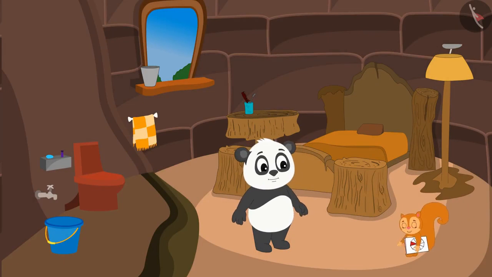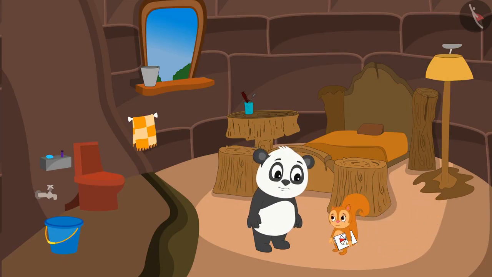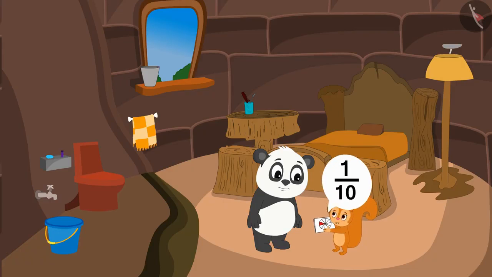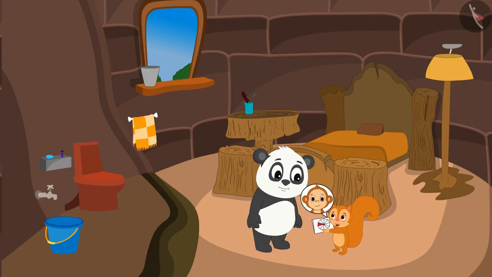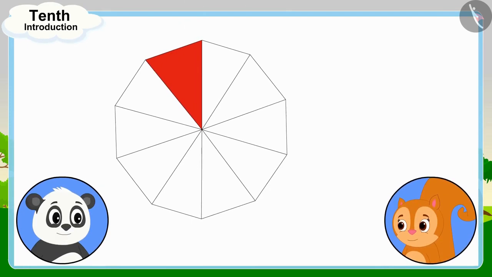Chanda immediately took her unfinished greeting card and reached her friend Golu's house. Golu, I have made this greeting card for Babban, but I could color only 1/10th of this flower. Can you paint the rest of it? Then both of us together will give it to Babban. Okay, you have colored 0.1 part of the flower. Golu said to Chanda. Chanda could not understand anything.